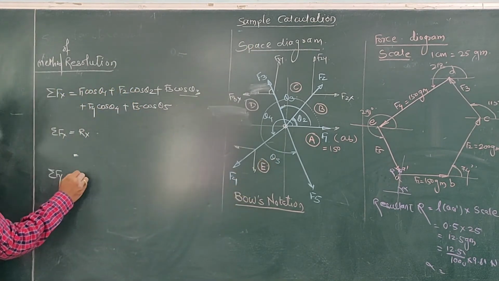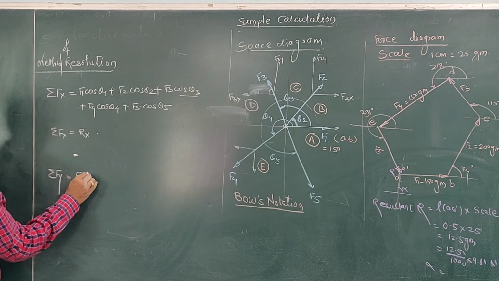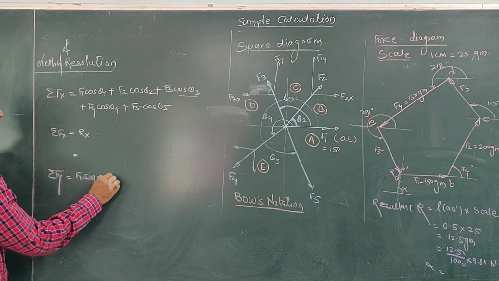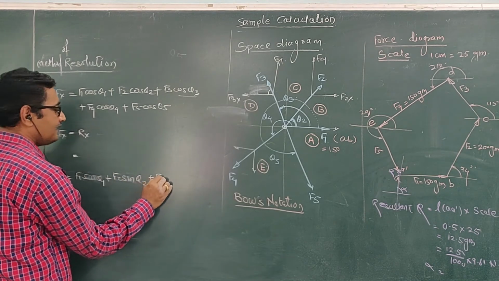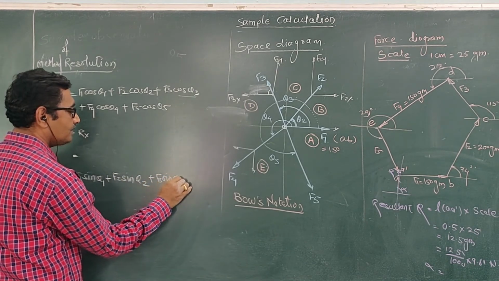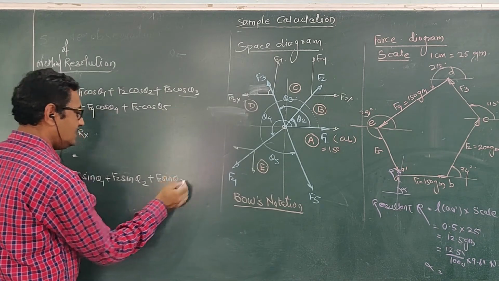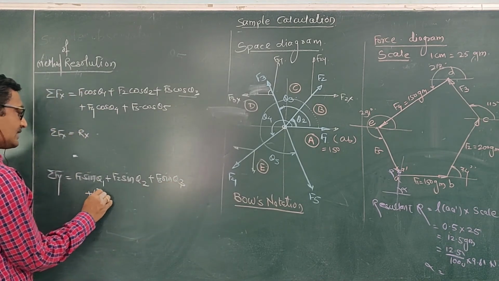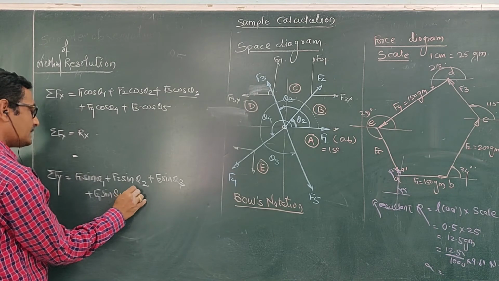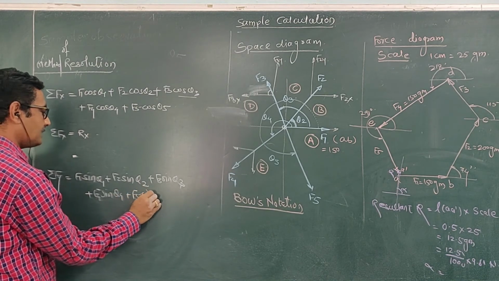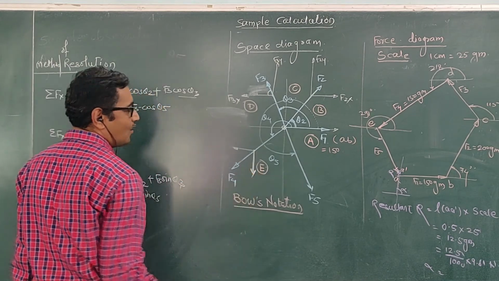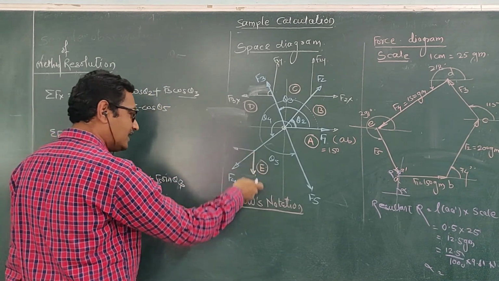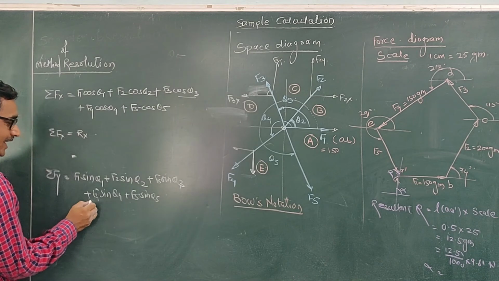In the y direction it will be the sine component, so it is f1 sine theta 1 plus f2 sine theta 2 plus f3 sine theta 3 plus f4 sine theta 4 plus f5 sine theta 5. Now here also, the vertical component of this f4 is vertically downward, so actually it should be negative.